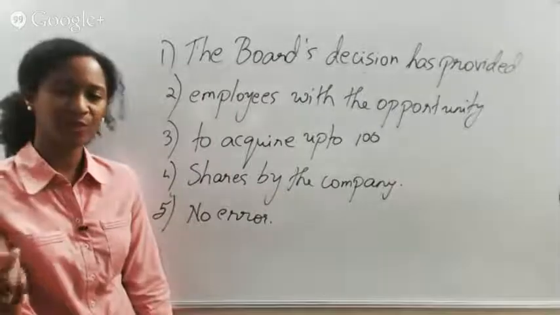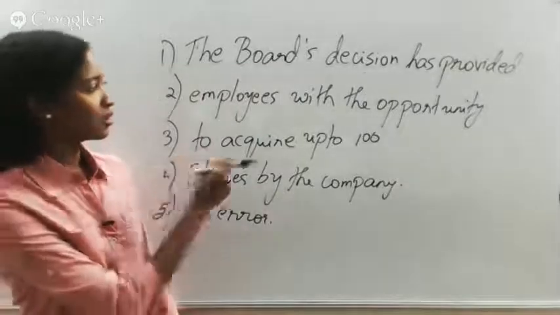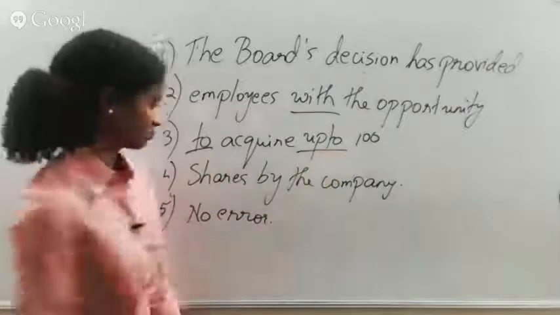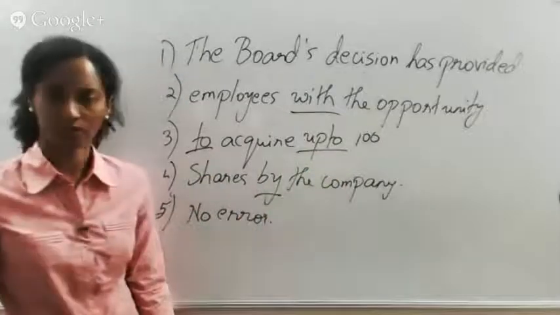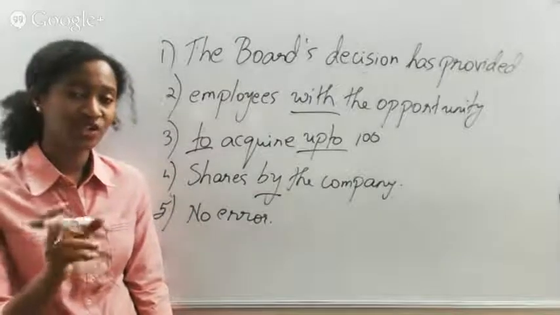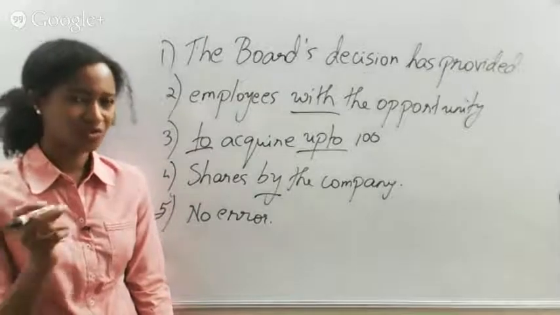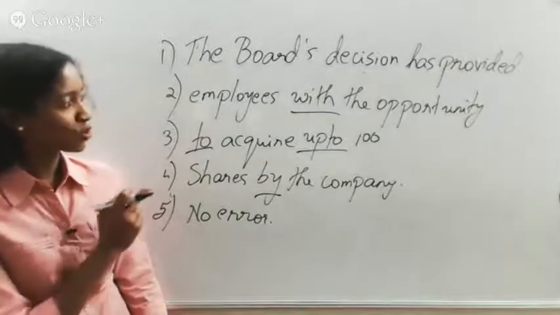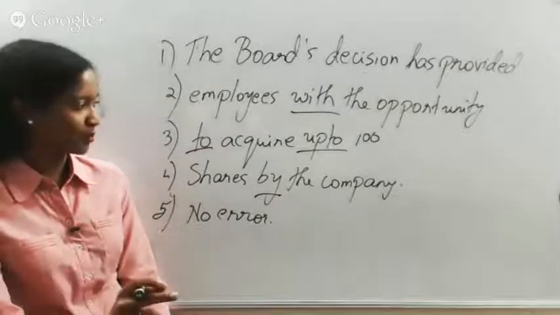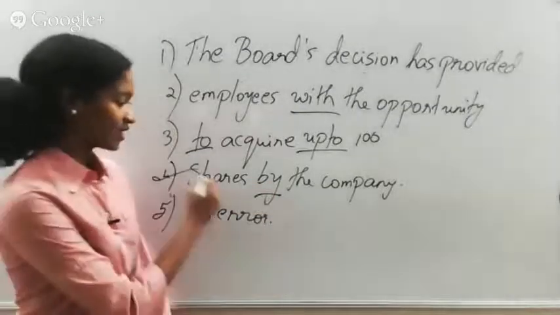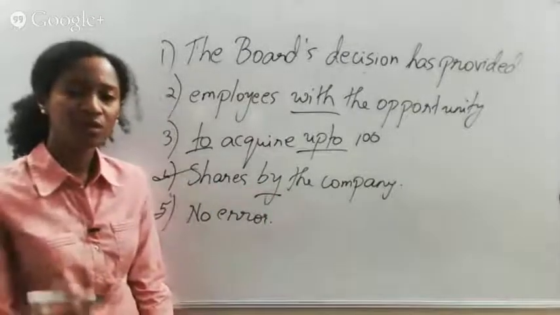Can you identify the prepositions quickly? With, to, up to, by. Okay. Where do you think the error is? I already said that the shares belong to the company. So which part do you think is not making logical sense? The board's decision has provided employees with the opportunity to acquire up to 100 shares. This is the answer, right? What should I change by to?